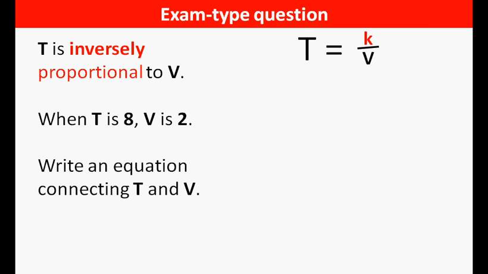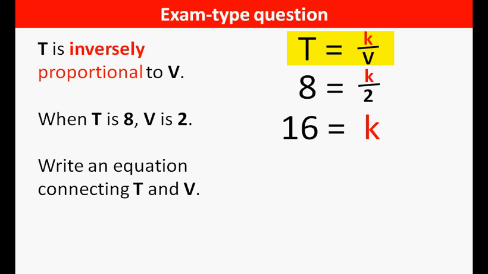Multiply both sides by 2, and we get that k is actually 16. So the relationship between t and v, well, we know that it's of the form t equals something divided by v, because they're inversely proportional, and we've just worked out that that something is 16. So t equals 16 over v is the equation connecting t and v.